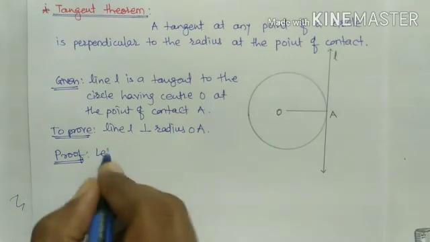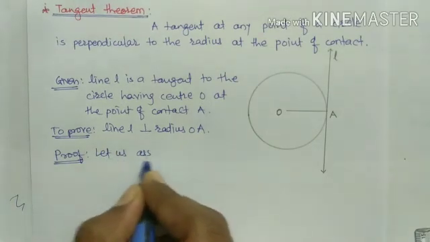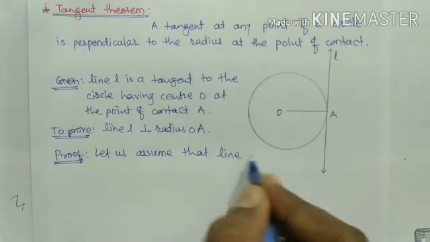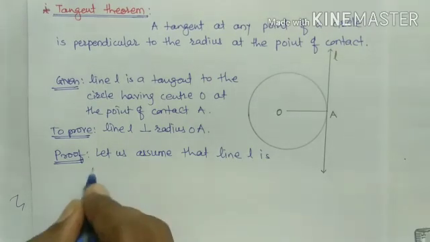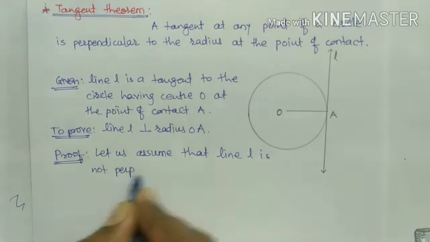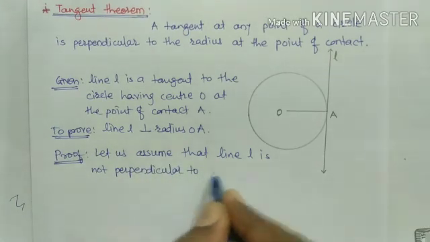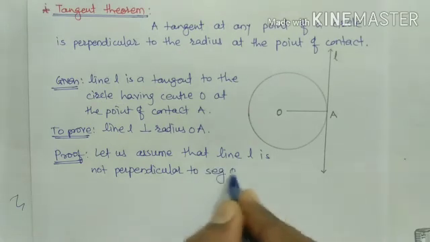So let us assume that line L is not perpendicular to segment or radius OA.